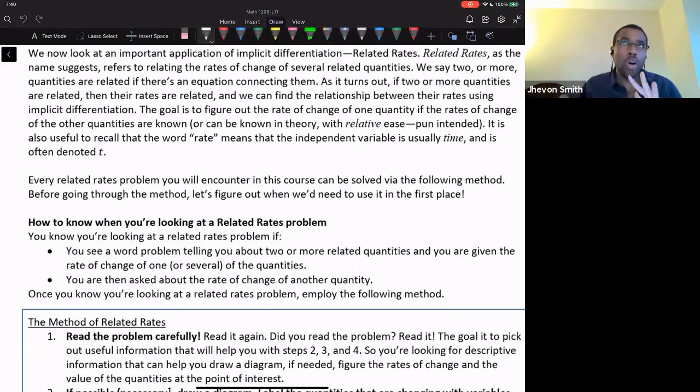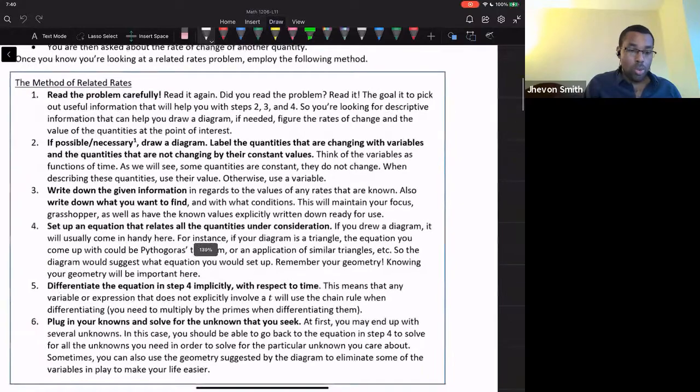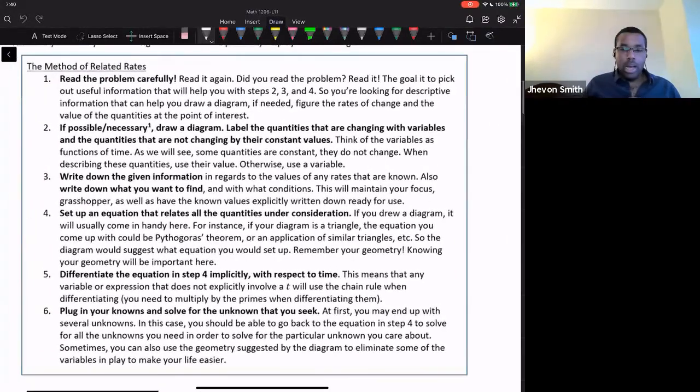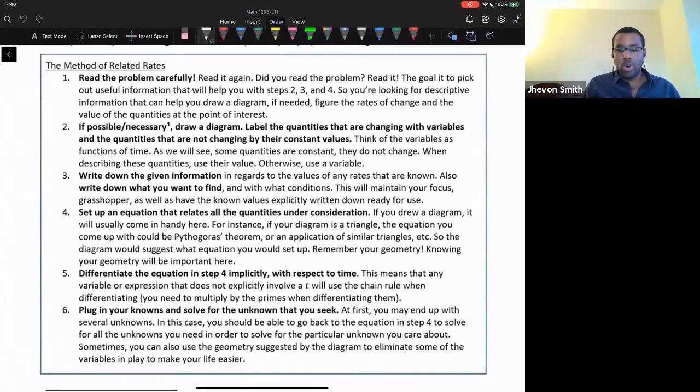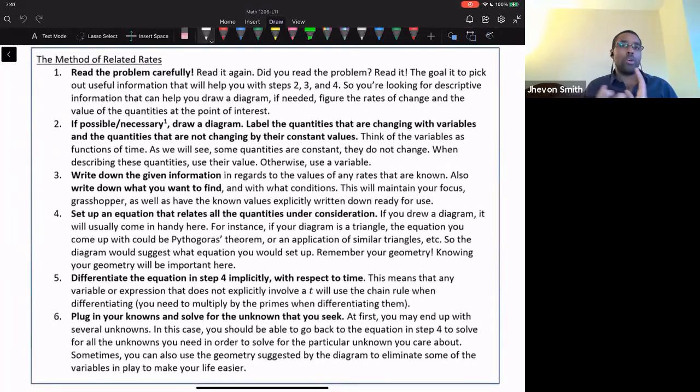Now, once you know that you're looking at a related rates problem, what do you do then? Well, it turns out you do these 6 steps. Always these 6 steps, always in this order. So I now know I'm looking at a word problem and it's definitely a related rates word problem, because I know what to look for. So now that I know what to look for, what do I do?